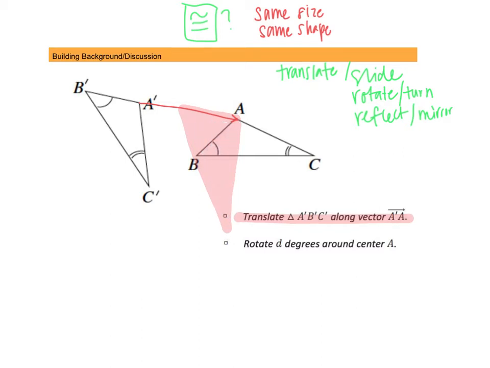We slid it down. All the angles are still the same. This is my C prime. This is my A prime. My A prime is now right on top of my A, but I've got to get my other sides on top as well.